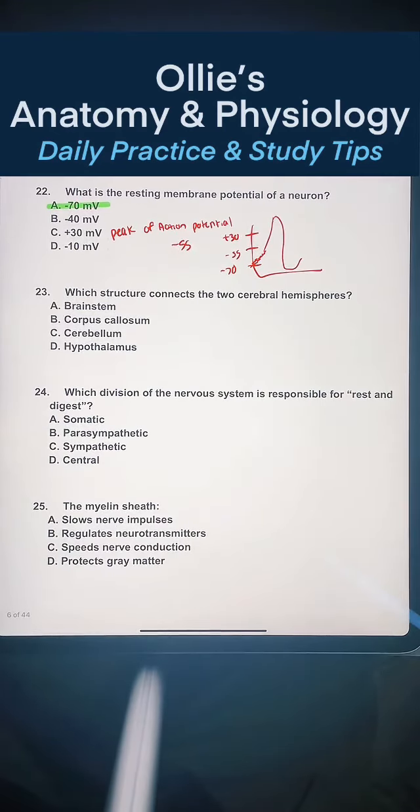Number 23, what structure connects the two cerebral hemispheres?